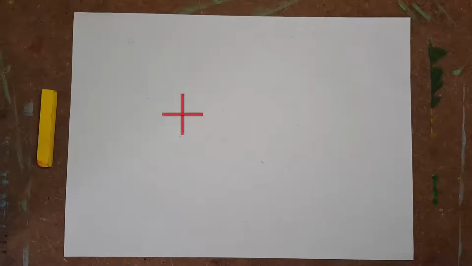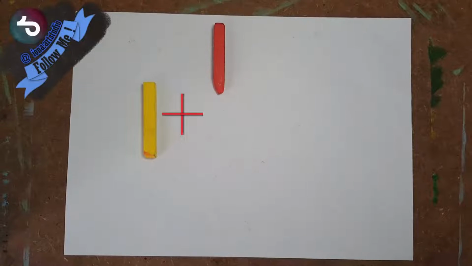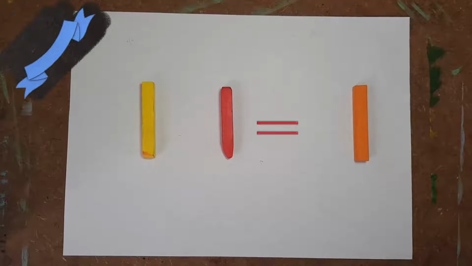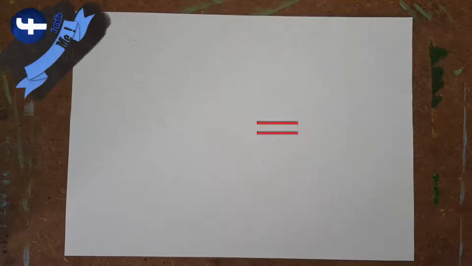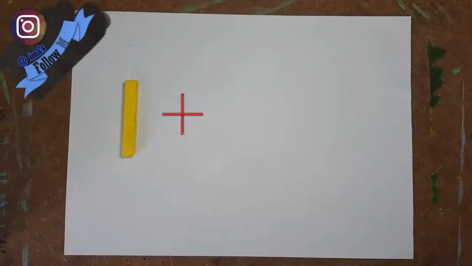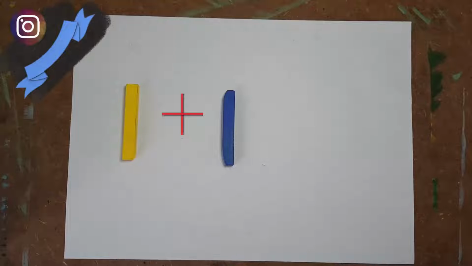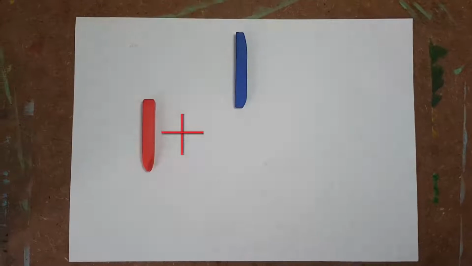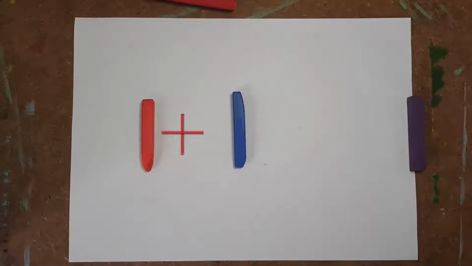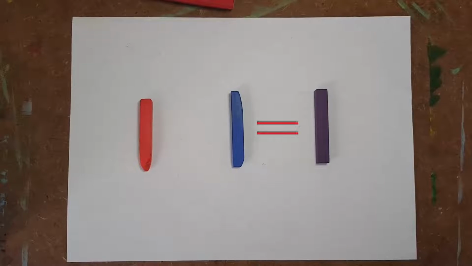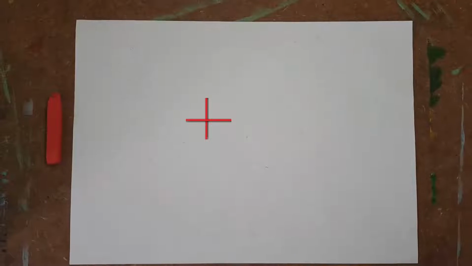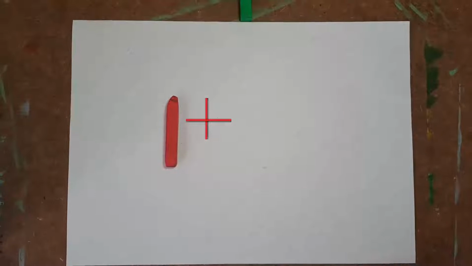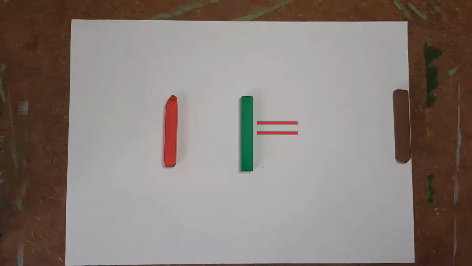Let's start by mixing those. You're gonna mix yellow and red, and that will create orange. Then yellow and blue will create green. Red with blue gives you purple. And then of course, we do not want to forget brown. Red and green will give you brown.